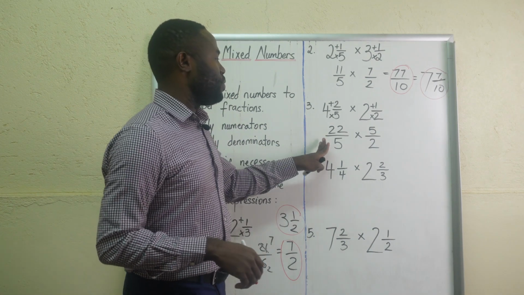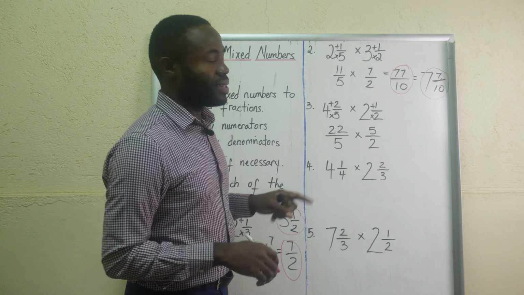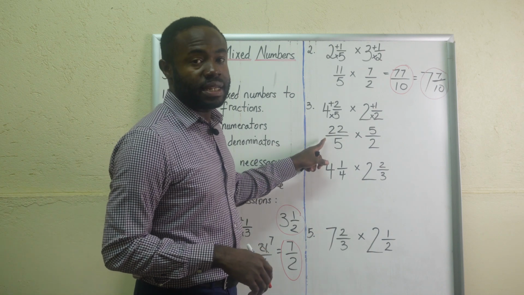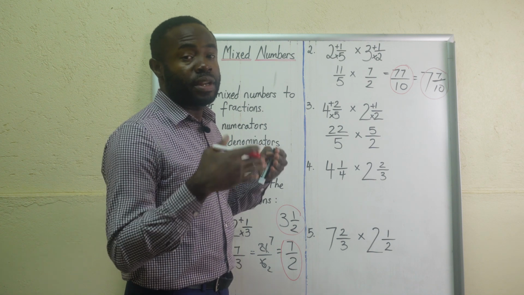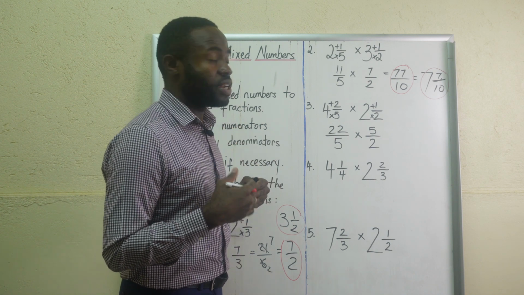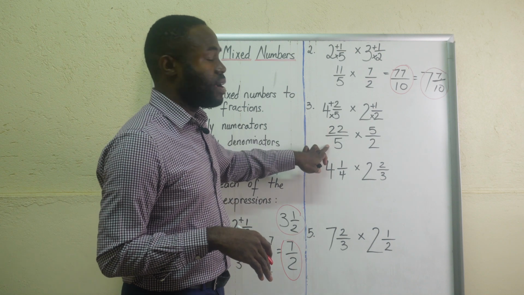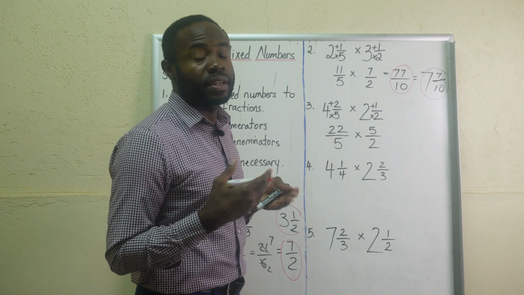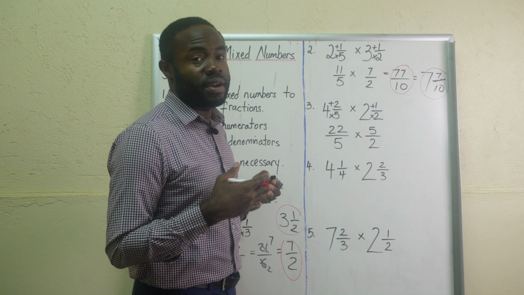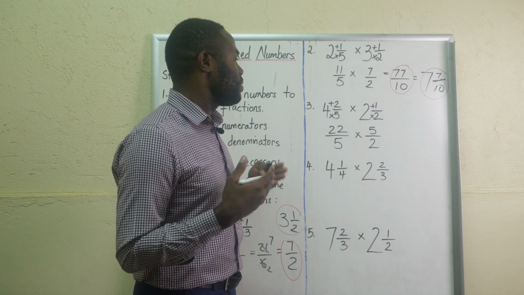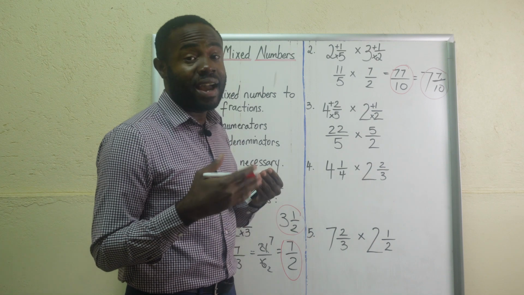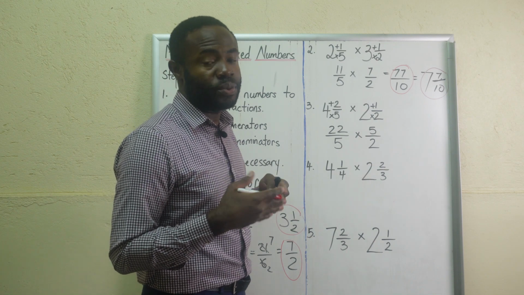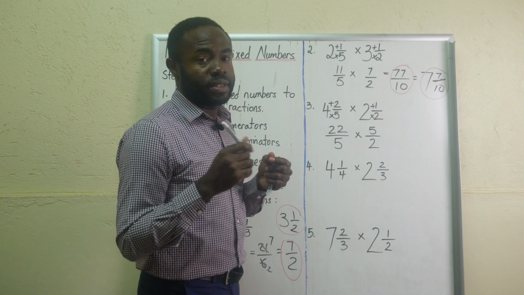All right, so when you reach this point, what you can do is assess your numerator and denominator to see if they have anything in common, and you can reduce that fraction. So 22 and 5, what's the highest common factor? The highest common factor of 22 and 5 is 1, so it can't be simplified. Let's try 5 and 2. Again, the highest common factor of 5 and 2 is just 1, so it can't be simplified.